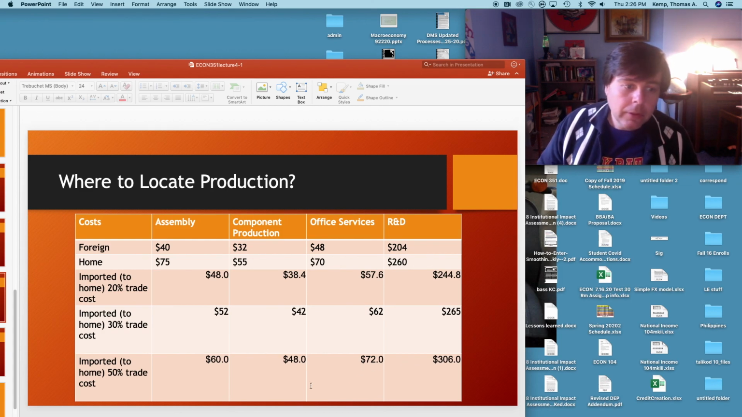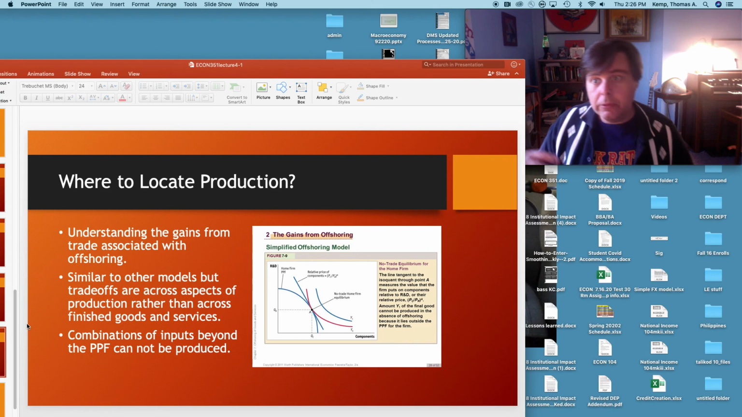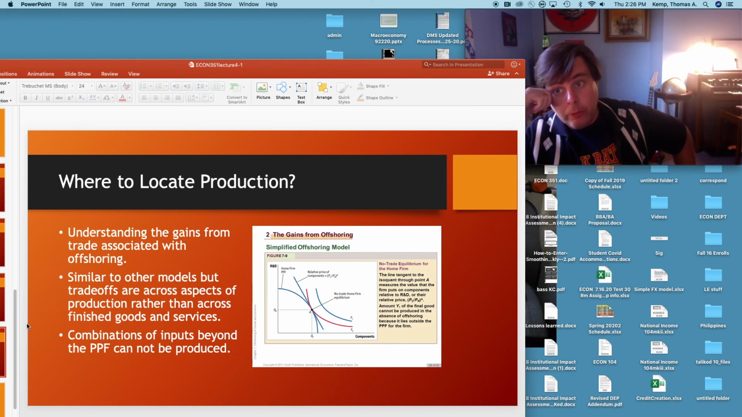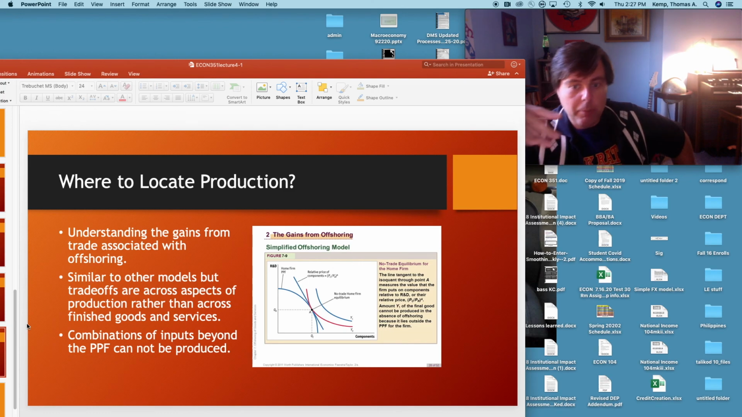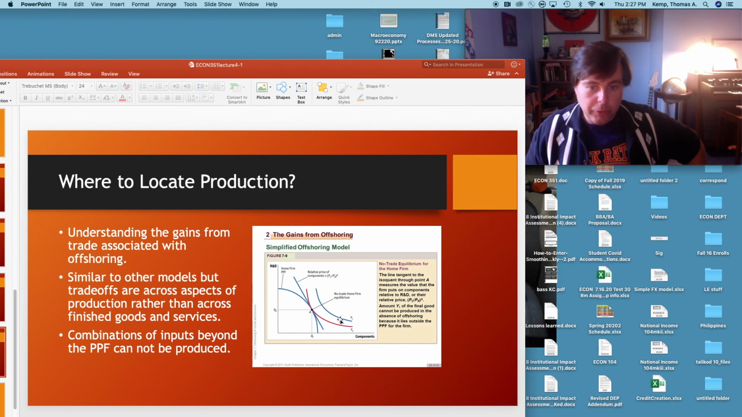All right. Okay. So now let's look at this in the framework we're used to in this class, with these PPFs and these indifference curves. So here we have these gains from trade associated with offshoring, right? So it's similar to all of our other models, except we have this across aspects of production rather than across finished goods and services. Combinations of input beyond the PPF, of course, can't be produced, just like before. Okay, so very similar, right?